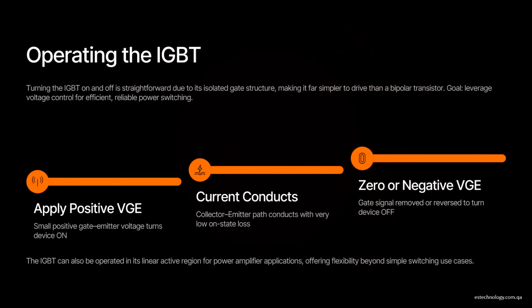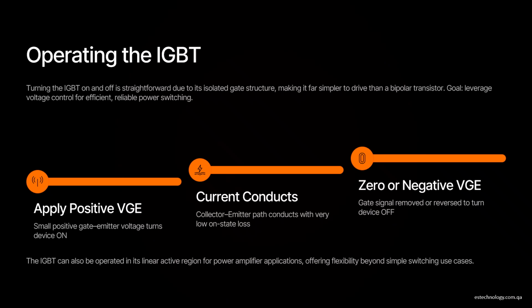Operating the IGBT. Turning the IGBT on and off is straightforward due to its isolated gate structure, making it far simpler to drive than a bipolar transistor. Goal: leverage voltage control for efficient, reliable power switching. Apply positive VGE: a small positive gate-emitter voltage turns the device on. Current conducts: the collector-emitter path conducts with very low on-state loss. 0 or negative VGE: gate signal removed or reversed to turn the device off.